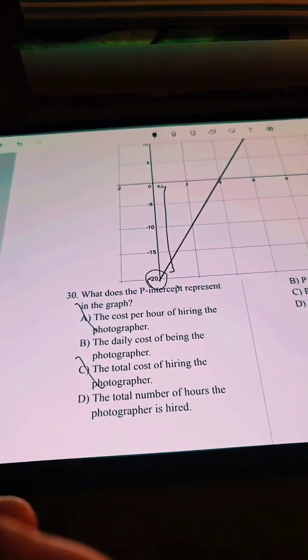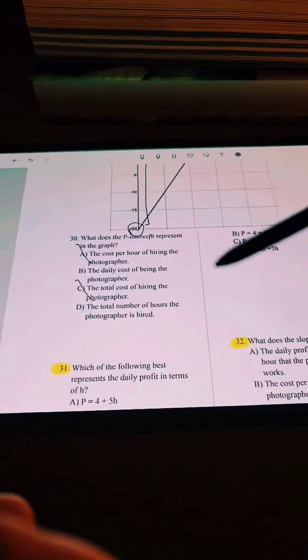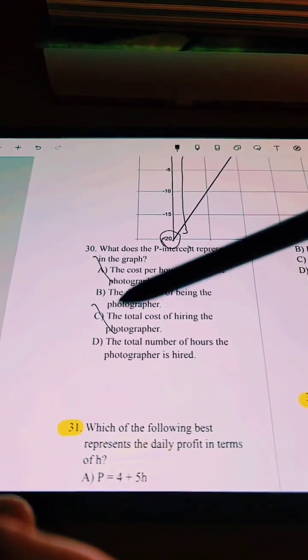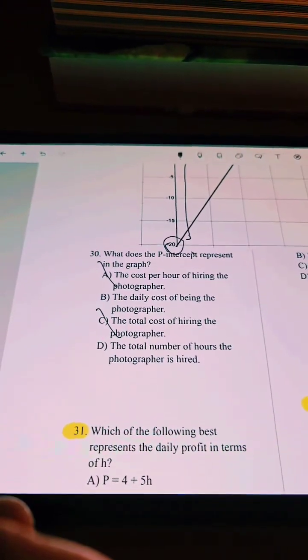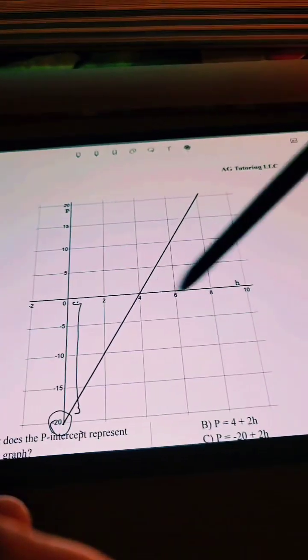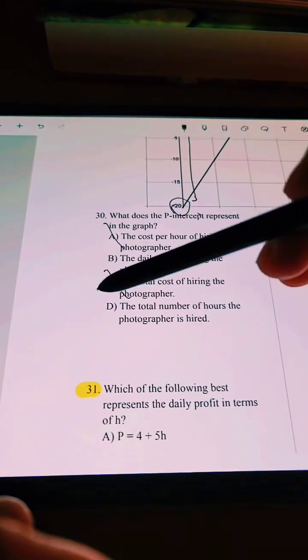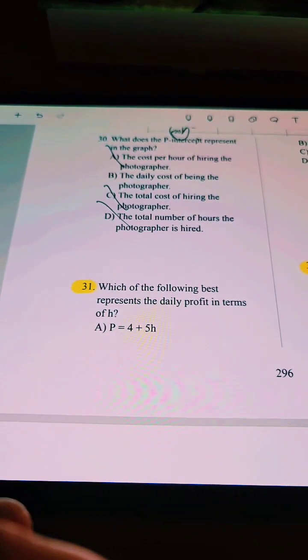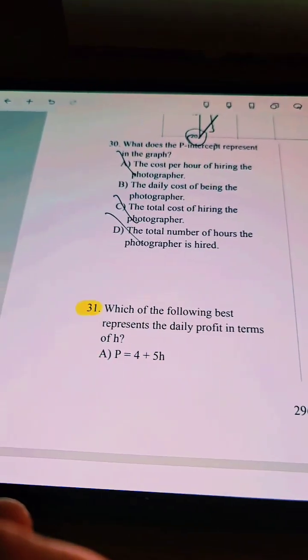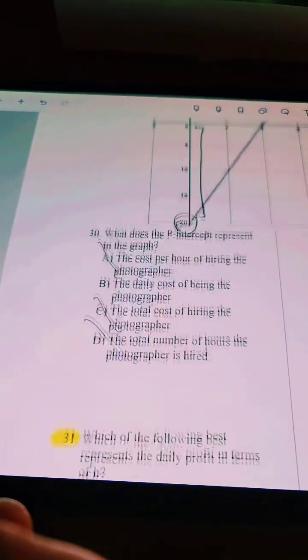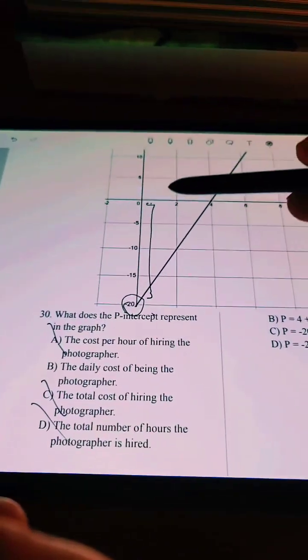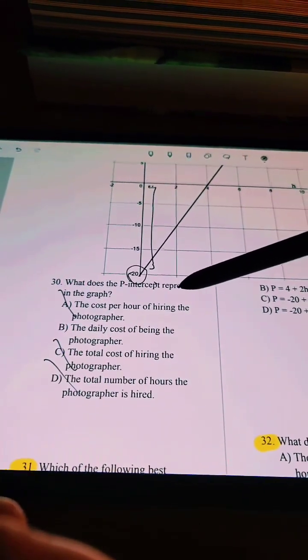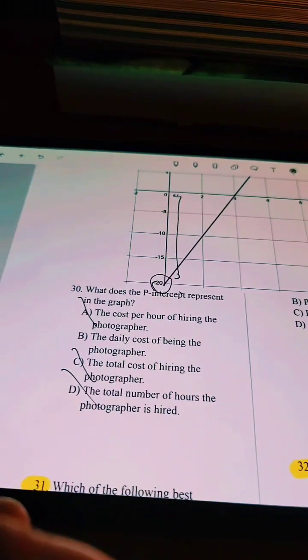And then it does have something to do with it, it's about a photographer, but not with what the units are for. It's the daily profit for the photographer, not the customer paying or anything like that. And the total number of hours that the photographer is hired. Remember, this axis is the hours one, so that doesn't make any sense. So then let's see, he owes $20 for working 0 hours. Yeah, it's like expenses. It costs you a certain amount of money for, I guess, whatever, like the equipment or whatever you want to think about.